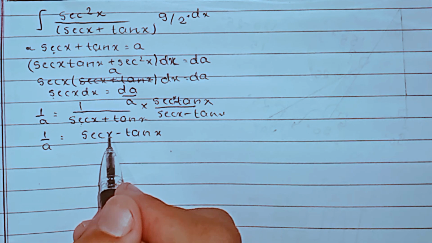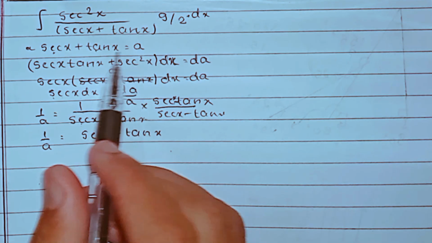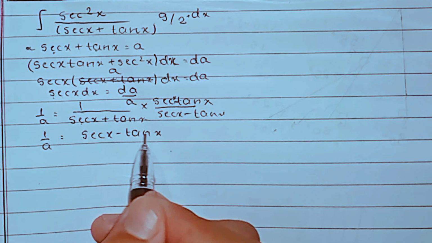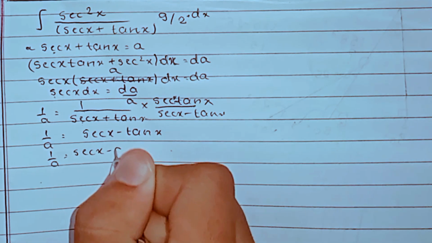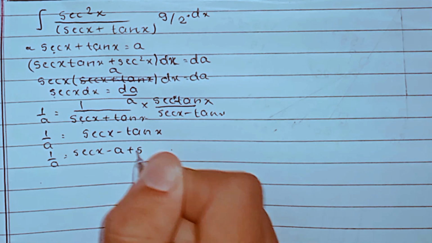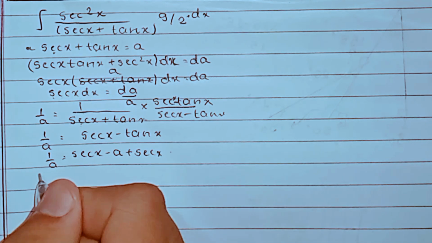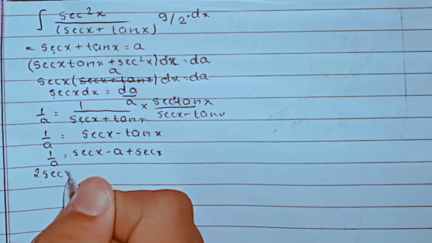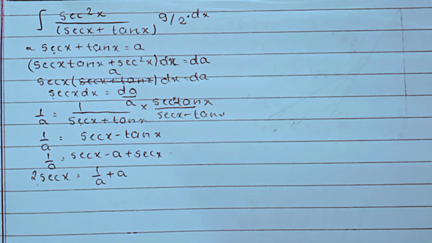So let's put the value of tan x from the equation. tan x equals A - sec x, and if we put A - sec x here, we'll get 1 by A equals sec x - A. Again we'll get plus sec x, because we have a minus sign here and it will convert its sign. So finally we'll get 2 sec x equals 1 by A plus A. And now we have all the necessary ingredients to solve this question.